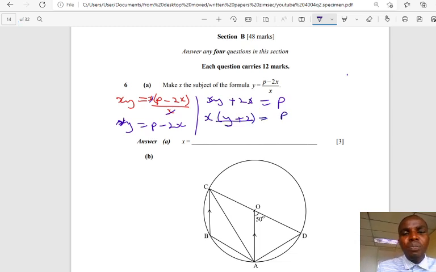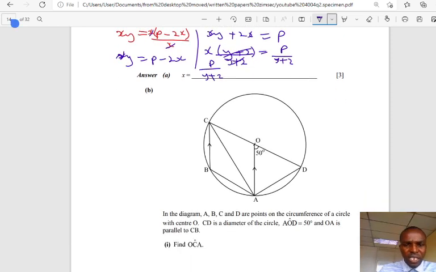Then divide by Y plus 2 on both sides. Then this one will cancel, and X is equal to P over Y plus 2. Done. 3 marks. These are free marks.